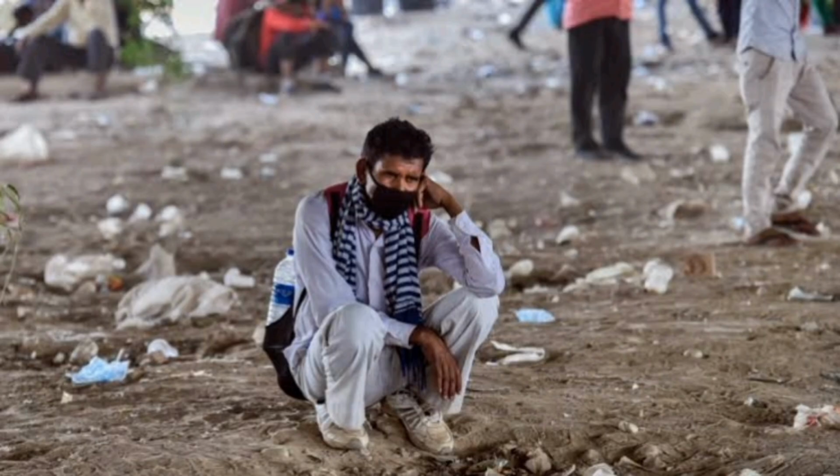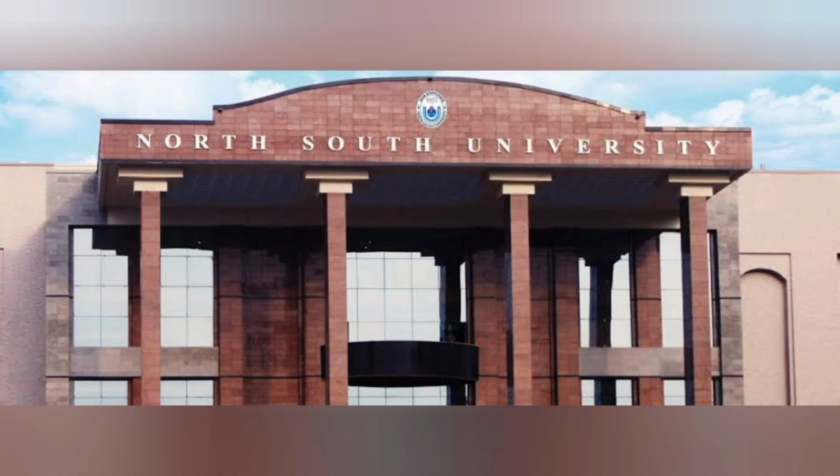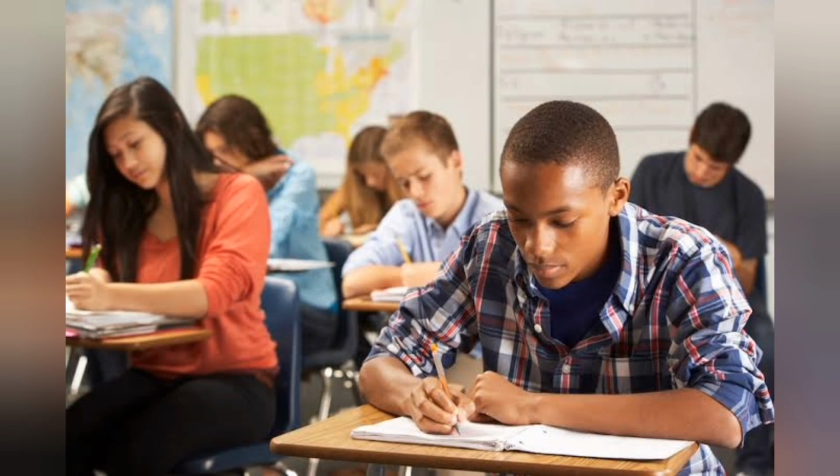Now, the link between poverty and inequality. Here's where it gets interesting. Poverty and inequality are connected. When wealth and resources are concentrated among a few, it becomes harder for those at the bottom to escape poverty. Example, if education and healthcare are expensive, only the wealthy can afford them, making it difficult for poor families to break the cycle.